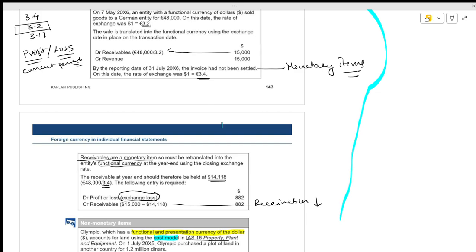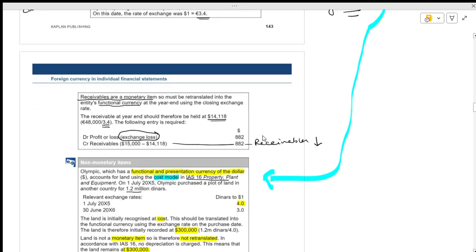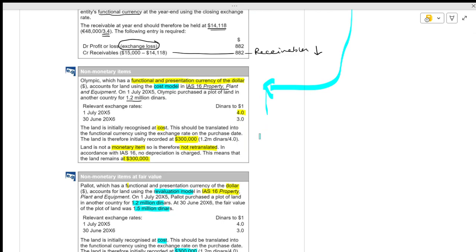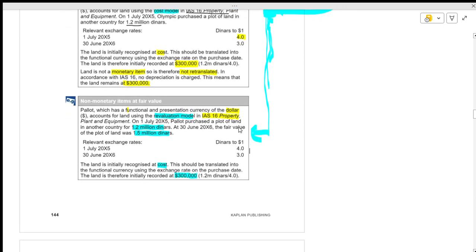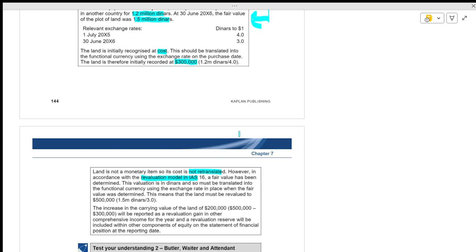So that you will have it very clear, it is applied here. It means that if the fair value is determined on a particular date, what happens on that date? If the fair value has been determined, this valuation must be translated into the functional currency. If it is as per the fair value, then definitely we have 1.5 dinars.